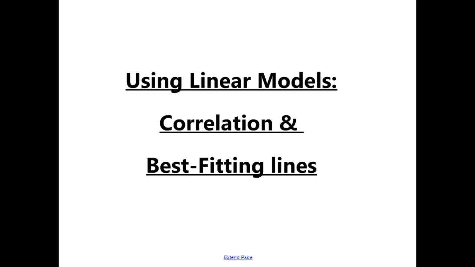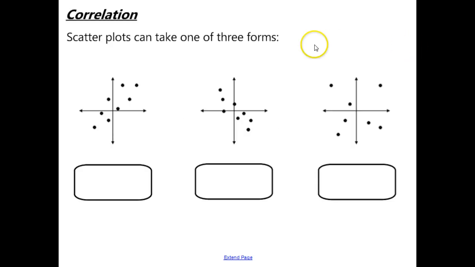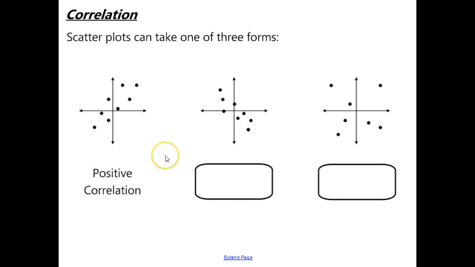Using linear models, correlation, and best fitting lines. When we talk about correlation, we want to talk about the trend of the plots in a scatter plot. So there are three different forms, and you want to look at it as it goes from left to right. So this very first one, as you're looking from left to right, the plots tend to go in an upward trend. So we call that a positive correlation.